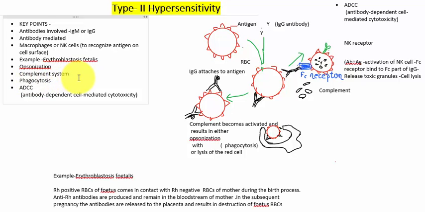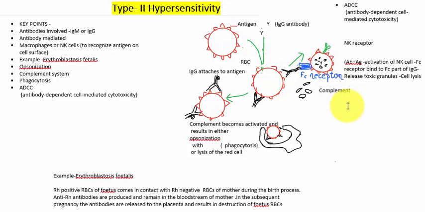In type 2 hypersensitivity reaction, the complement system is involved. So it is also called the complement system mediated hypersensitivity reaction. The next mechanism involves ADCC. ADCC means antibody dependent cell mediated cytotoxicity. The ADCC mechanism involves the natural killer cell. The natural killer cell first recognizes the antigen on the surface of the RBC.